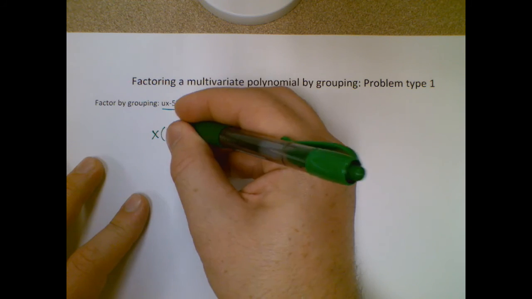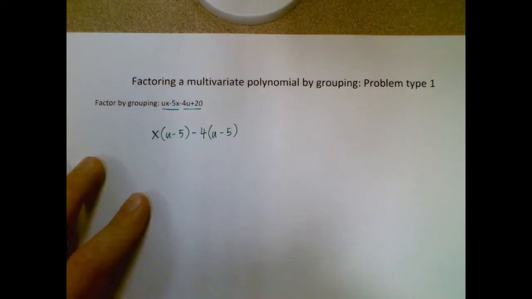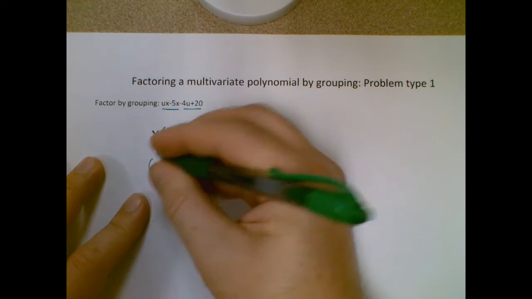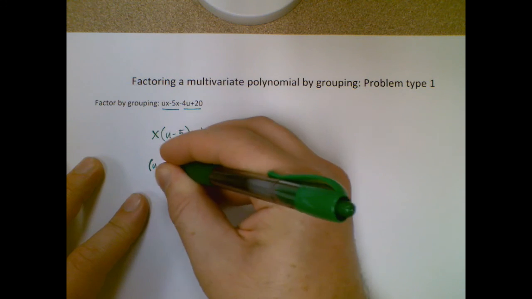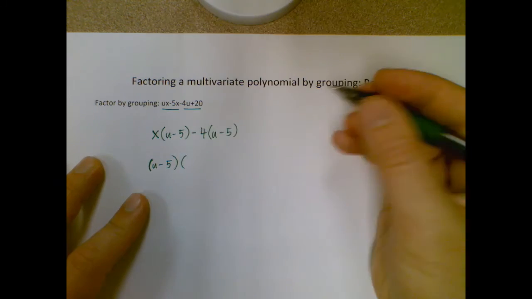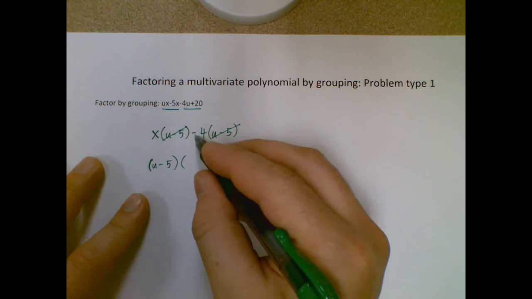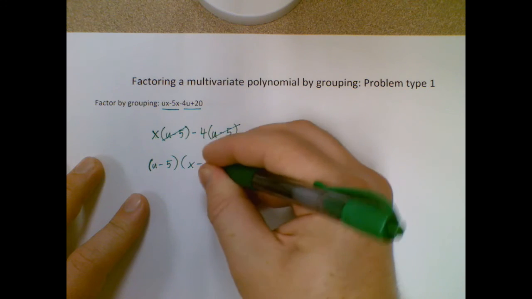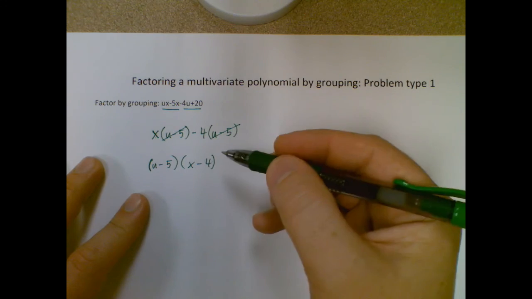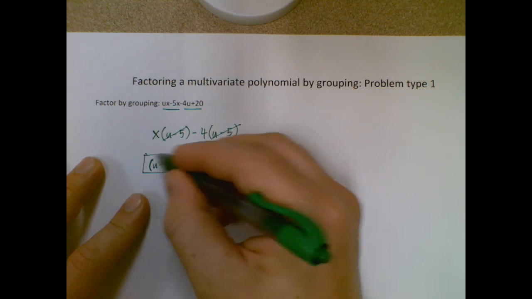So I'm effectively factoring out the u minus 5 group, hence why factoring by grouping. And then my second set of parentheses is my leftovers. I used the u minus 5s, so my leftovers are x minus 4. Okay. They are now separated, and that's as simplified as they're going to get.